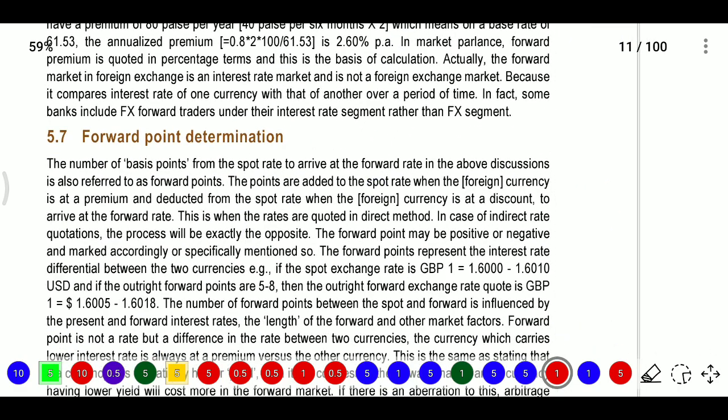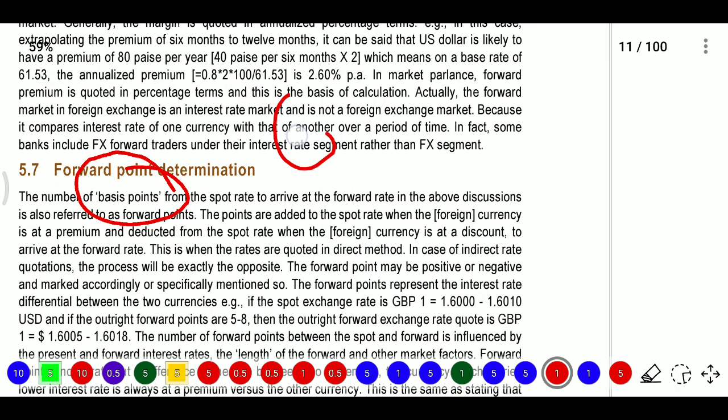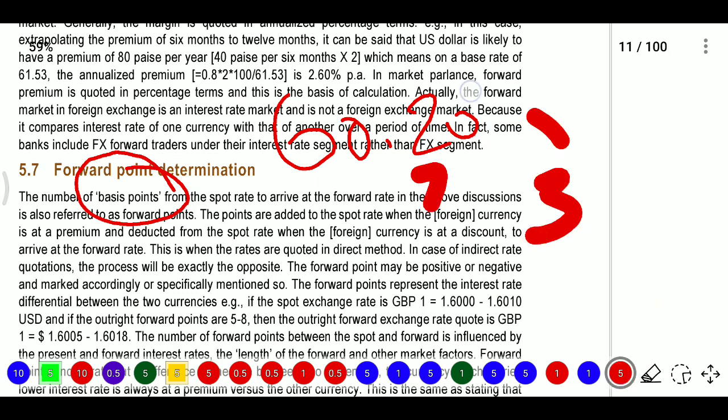Next, forward point determination. So forward point determination means what? Here the number of basis points. So we will see the basis point from spot rate to arrive at the forward rate in the above discussion. So we have taken some 60.20 and they will give some points, means if we give points of 0.3 or 3 we need to add here. So we had seen this one.